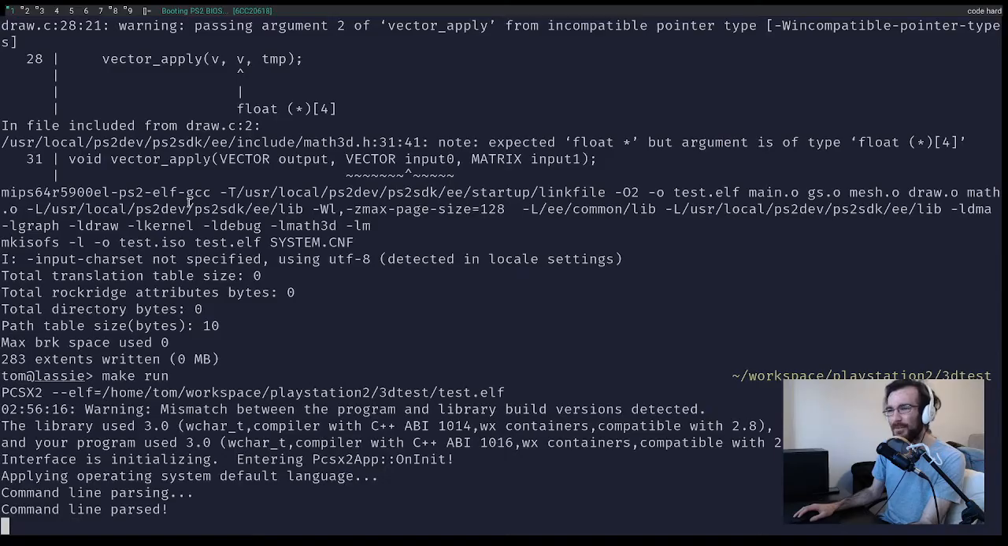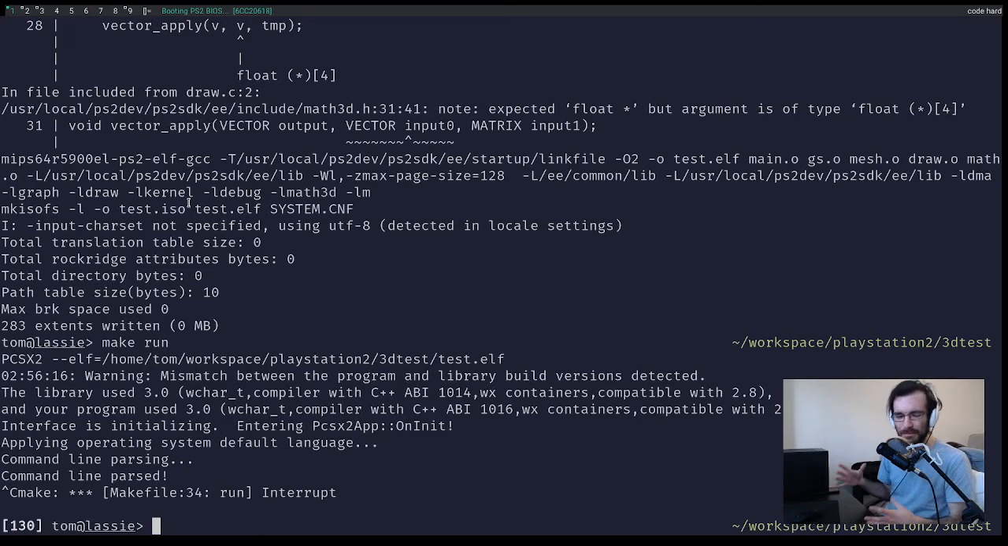And that works. So we do actually have enough here that we could build a very simple fixed camera game, right?